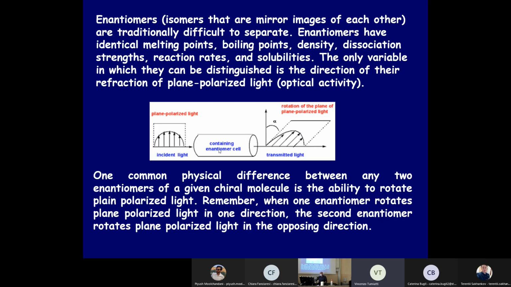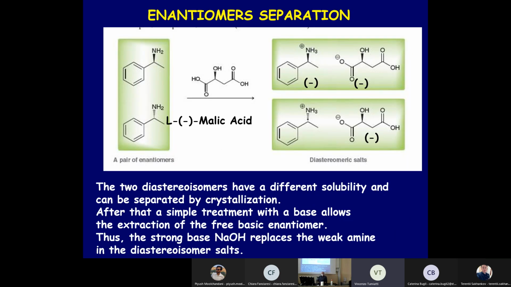Okay, so you know that the enantiomers are able to shift the rotation of the plane of plane polarized light. And here you can see how we can separate these two enantiomers. We have to introduce an element of diversity. We are lucky because in nature we can find pure enantiomeric compounds. In this case, we have a mixture of the two enantiomers of a base and we have to separate these two enantiomers.